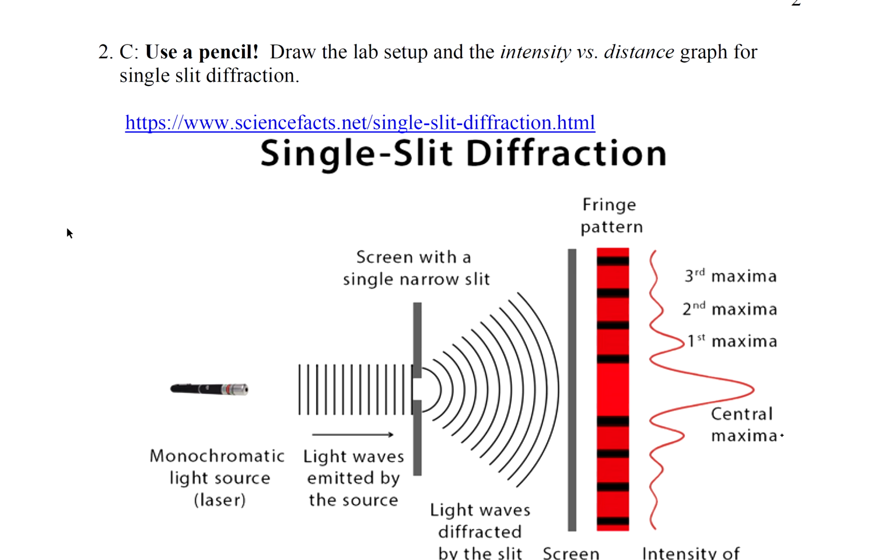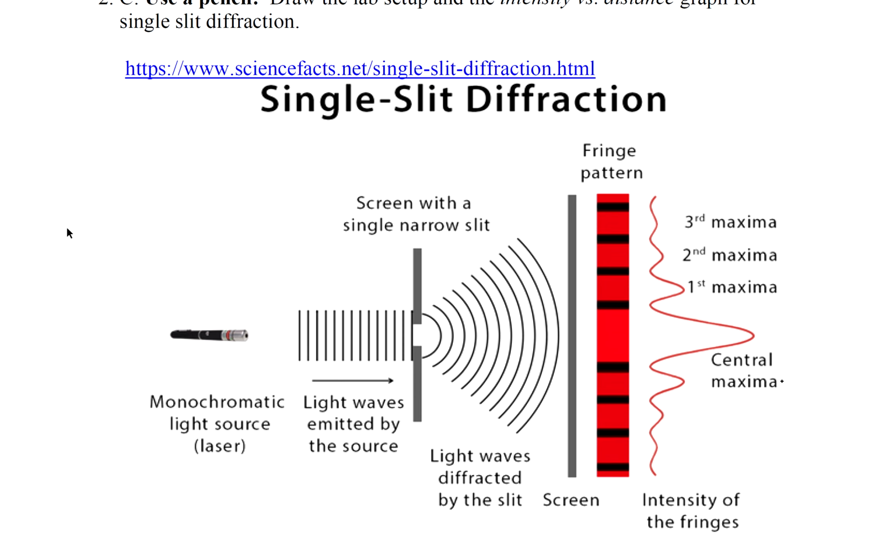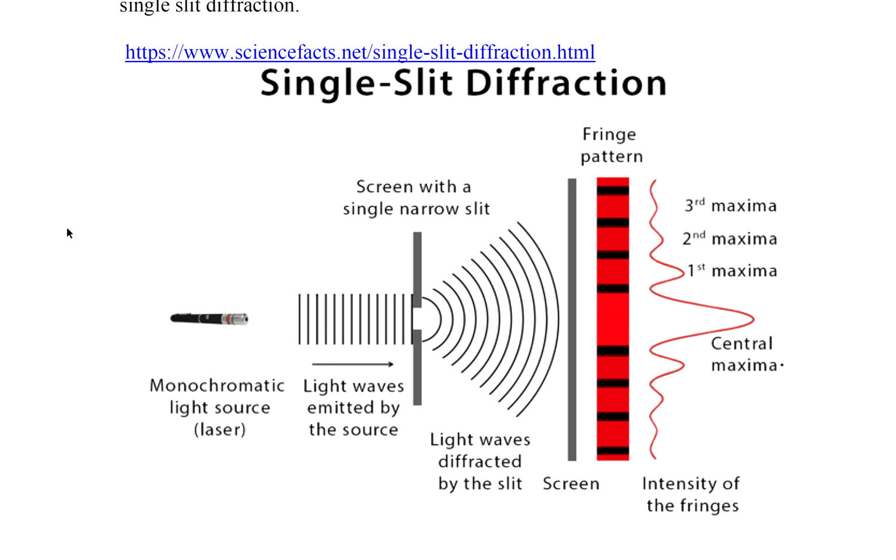Question 2. Draw the lab setup and the intensity versus distance graph for single slit diffraction. So here we have a laser on the left. It emits monochromatic light, meaning one wavelength. Then we could see the single slit. Then we could see the diffraction of the light which passes that single slit. And then we see this pattern.